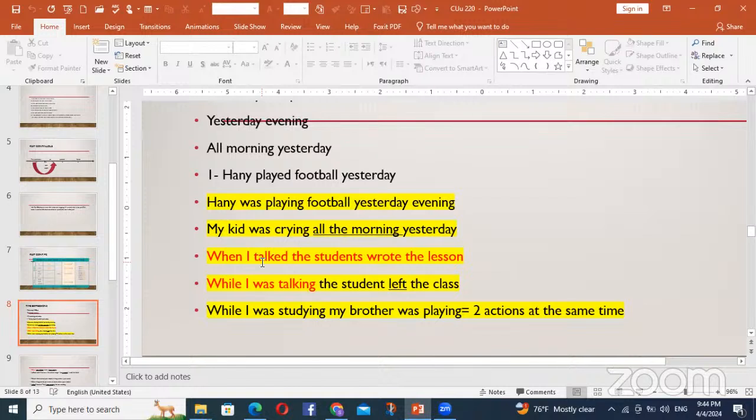Now the other one, the next sentence, look at this one, it is different. While I was talking, the student left the class. How many sentences do we have here? Two sentences. The first subject I, and the verb was talking. The second subject, the students, the verb left.